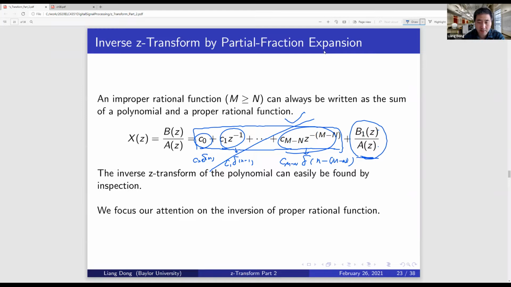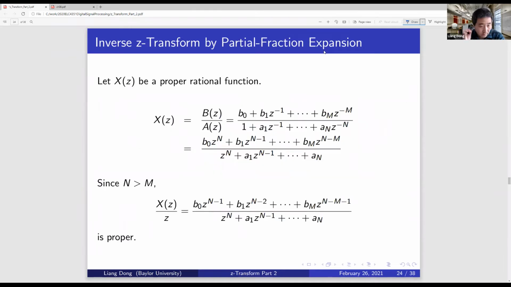Now we are focusing on this proper rational function, B of z over A of z. So for that, first we changed that as a function of z to the power 1 instead of z to the power -1. Since we have a proper rational function, we can always do that, X of z over z, and we can write this as a function as a polynomial of z. This is a polynomial of z, and it's also proper, meaning that the order on the numerator is strictly smaller than the order of the denominator. It's proper.